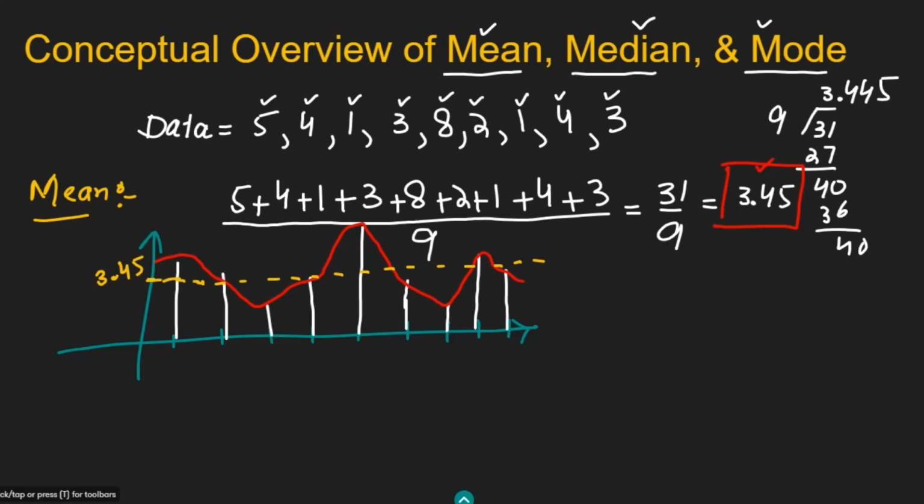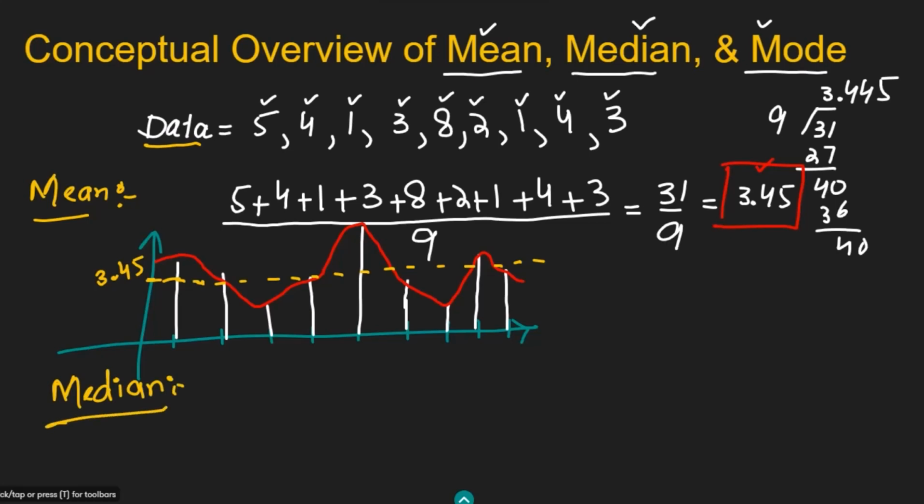Similarly, what if I want to find out the median? So what is basically the median? Median is basically the mid value. Okay, so what are the numbers I have here? So this is the data and these are the numbers, and in order to find the median, let me calculate the median of it here.